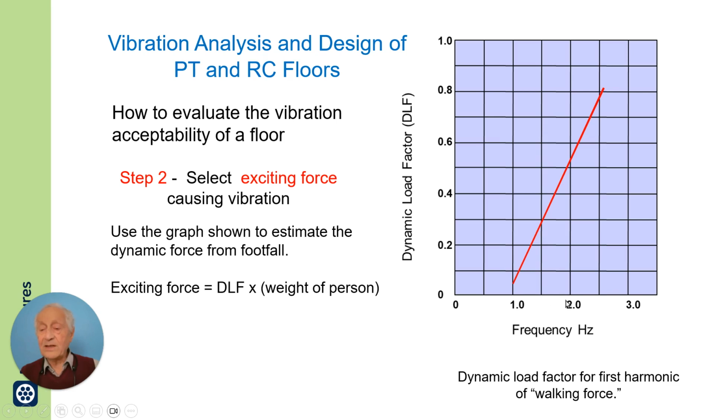Now, this is the frequency of steps, how many steps per second an individual takes, and this is the percentage, or rather, the fraction of the weight of the individual who is walking. So if somebody walks at 2 steps per second, maybe a little bit over 50% of her weight will be acting as exciting force on the floor. So use the graph shown. Exciting force is a dynamic load factor times the weight of the person.